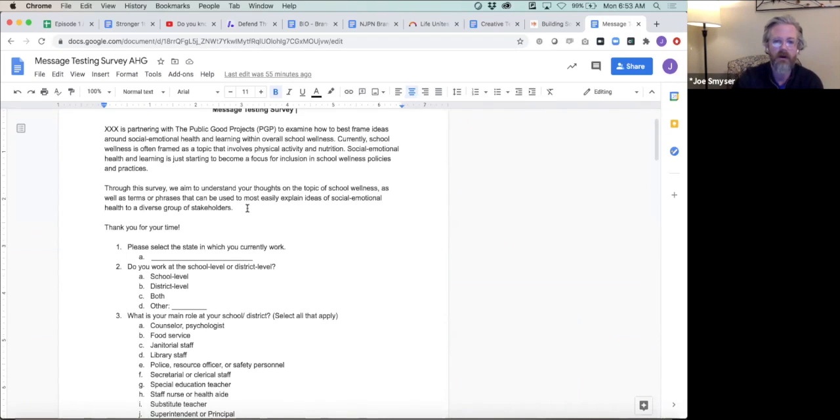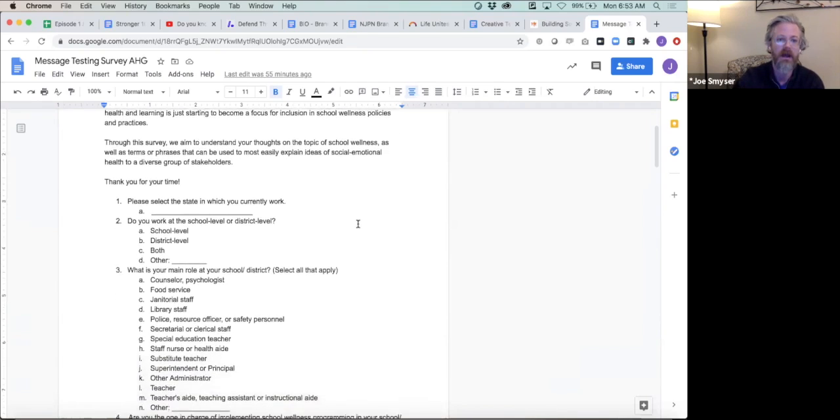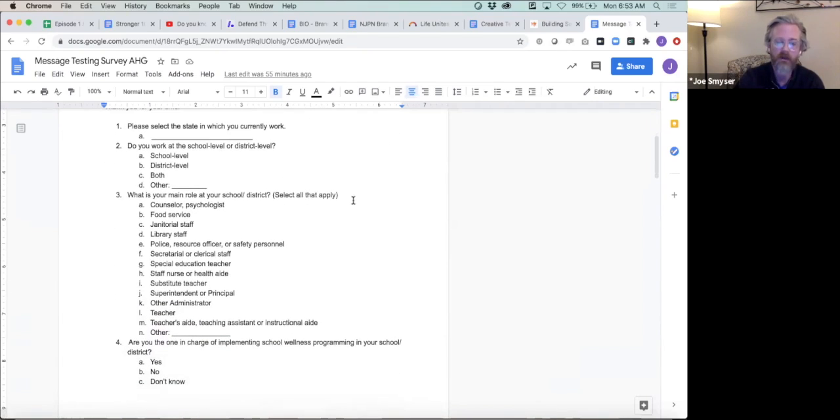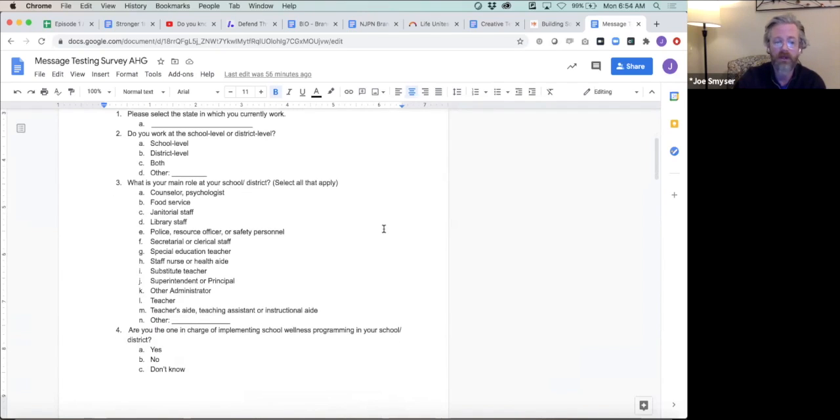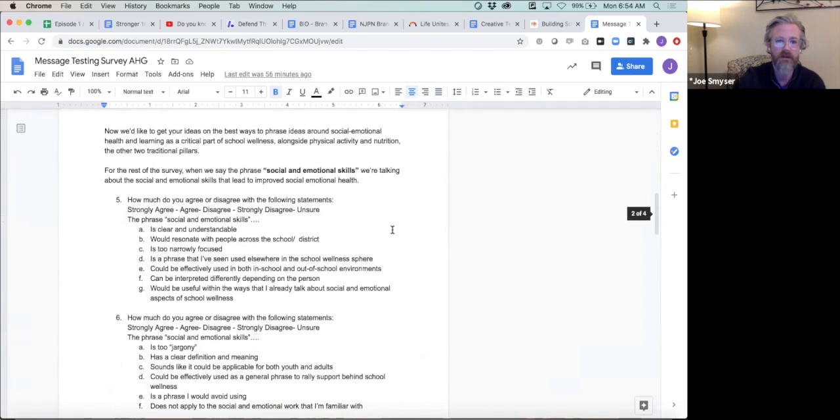You can see here we have our opening preamble, just a couple paragraphs explaining why we're talking to them. Again, it's not pages and pages. It's just 2 paragraphs to help them understand what we're doing. And then a little bit of information about who they are to establish the context of the person answering our questions. So where do they live? What kind of school do they work in? What is their role in the school? And then what is their role with school wellness?